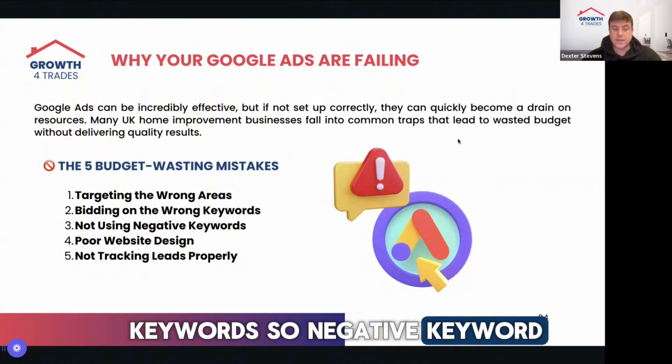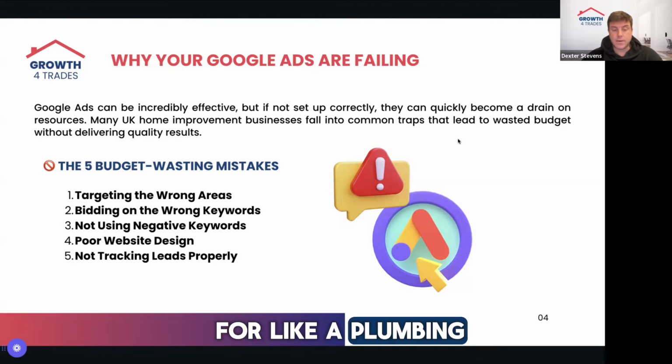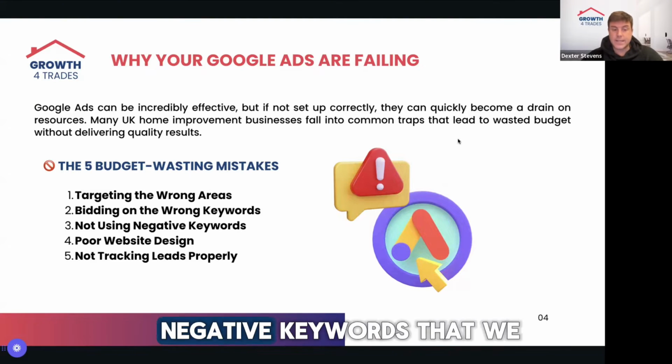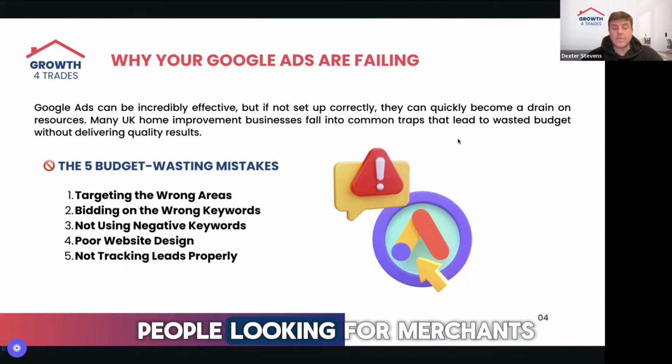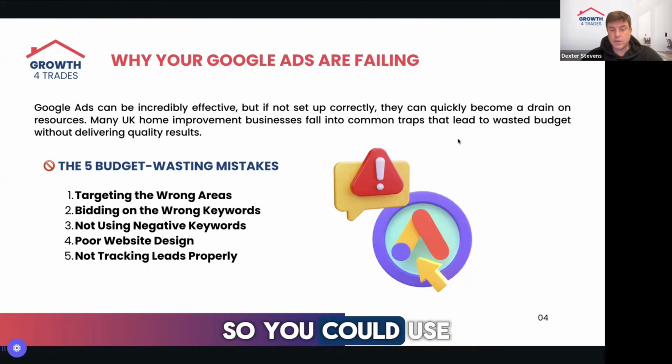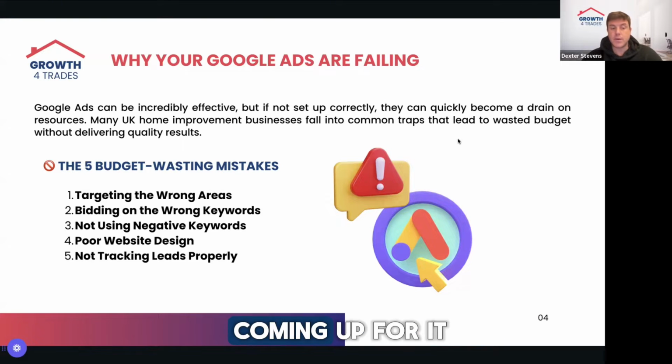So a negative keyword would be, as an example, if you are bidding for plumbing, heating, or even builders or anything in the home improvement space, a lot of the negative keywords that we see come up could be people looking for merchants, like plumbing merchants. So you could use merchant as a negative keyword, which will obviously prevent you from coming up for it.